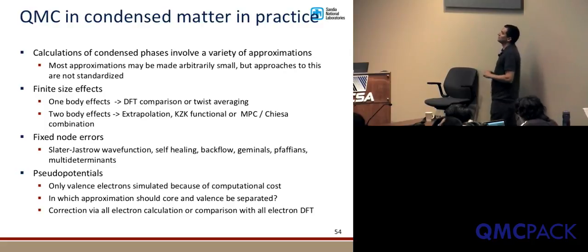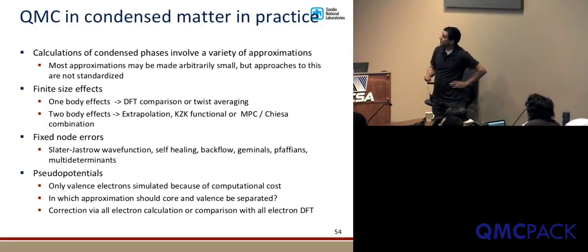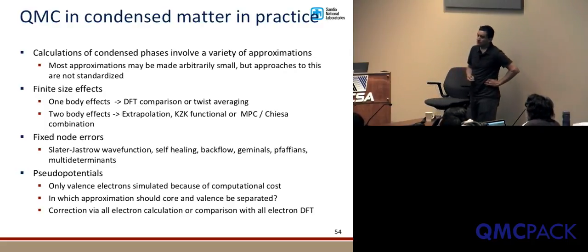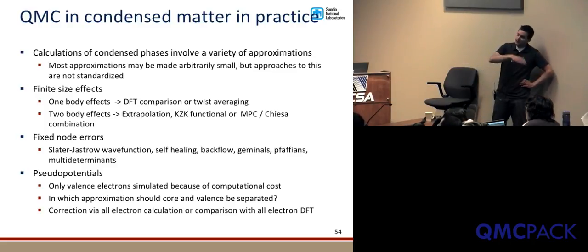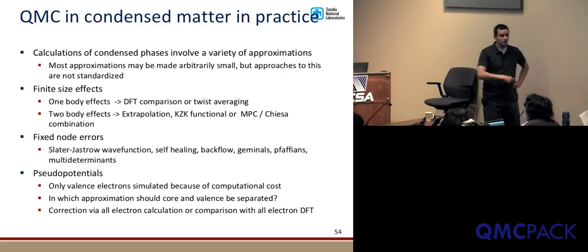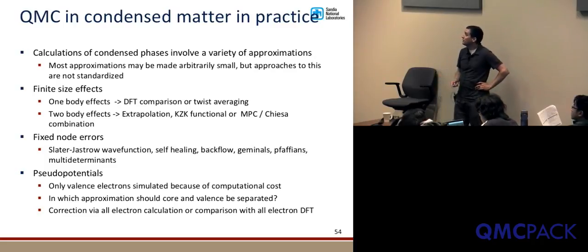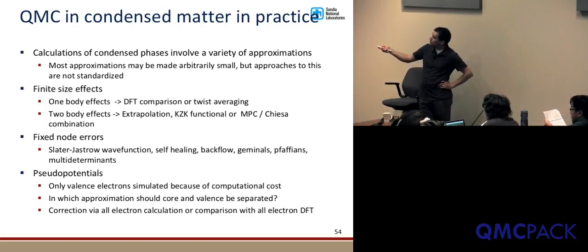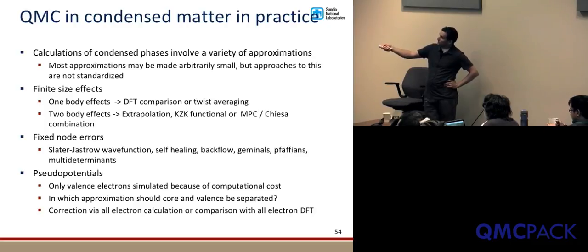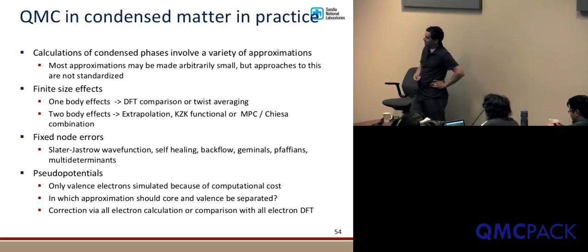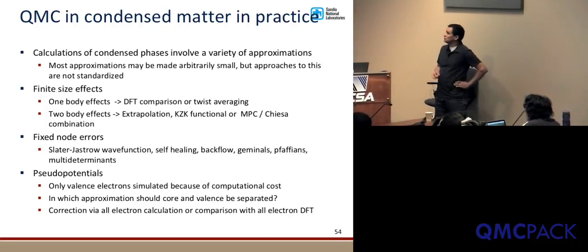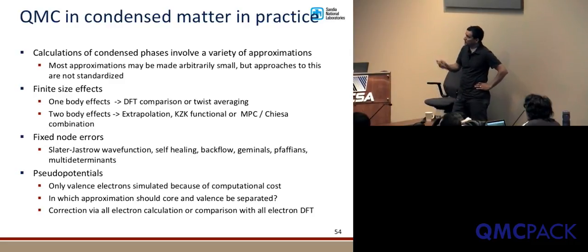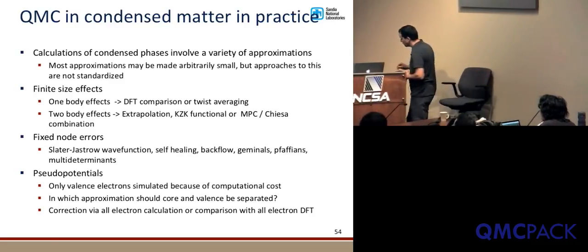Many of them can be converged, some of them cannot. Some can be made arbitrarily small. For instance, if I've got the computer time, I can always do a smaller time step, right? But the approaches to how to do this are not standardized. For instance, if I'm looking at finite size effects, we can compare to the DFT, as I was saying, or we could do twist averaging. There are different ways of doing the two-body finite size effects. There are different choices for the fixed node errors, and then the pseudopotentials are an open question.